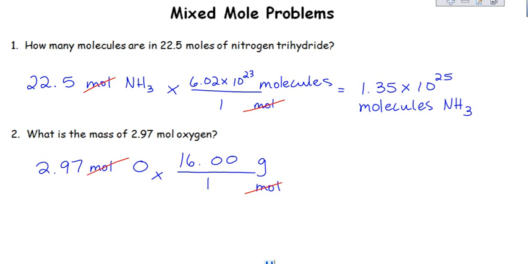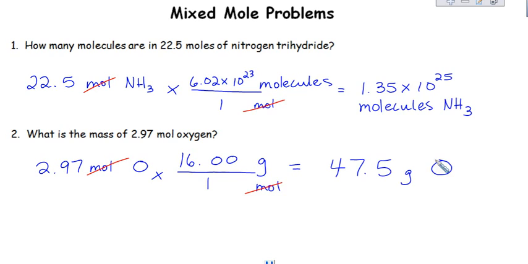Moles and moles will cancel. I'm going to multiply across. 47.5 grams of oxygen. So again, don't try to memorize. If I'm going from this to this, you multiply. This to this, you divide. Set up the proportion. That's all you need to know. Then the proportion will tell you if you multiply, divide, what numbers to use.